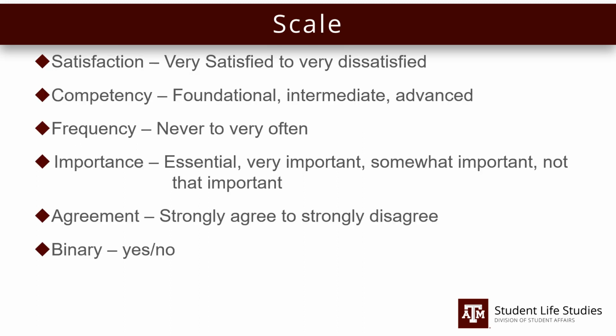There are numerous types of scales to assess outcomes. This slide shows examples of scales. For example, if you are interested in the satisfaction level of participants of an educational experience or program, you can use the satisfaction-dissatisfaction scale. As TAMU staff, you can use Qualtrics, a web-based survey software, to create rubrics. It offers a variety of scale options.